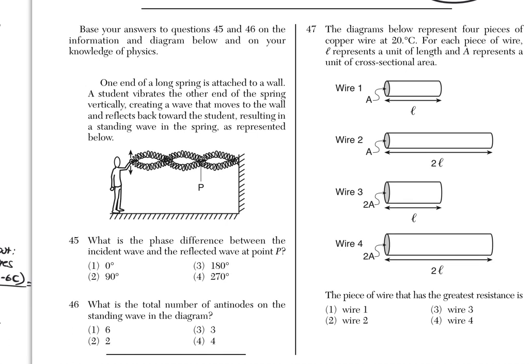All right, 45. Phase difference between incident and reflected wave at point P. Point P is a node. That's maximum destructive interference. I know it's a node because the waves are canceling at that point. Node, node, node, node. There are 4 nodes there. All right, so it's max destructive interference. Then you have to realize what the phase difference is for maximum destructive interference. Crests are meeting troughs, and that happens at 180 degrees apart. So that is choice 3.